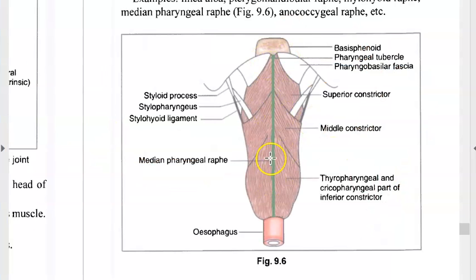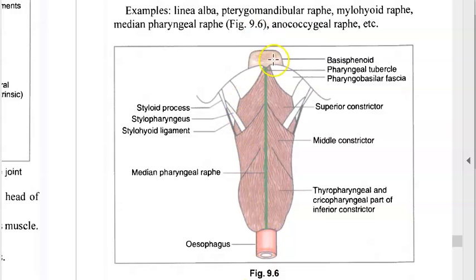Similarly, in your pharynx, this is behind your neck, the posterior view, I'm guessing. Here you can see a line, that is the raphe, that's all. The same thing where the muscles are inserting, that is raphe. So here they are showing you where all the constrictor muscles of the pharynx are attaching.